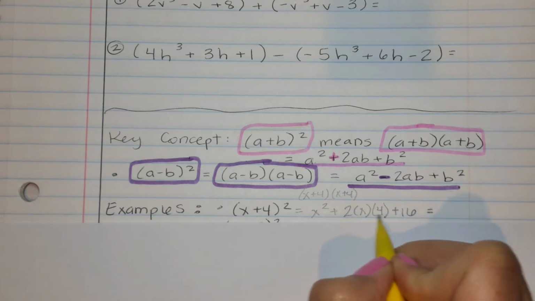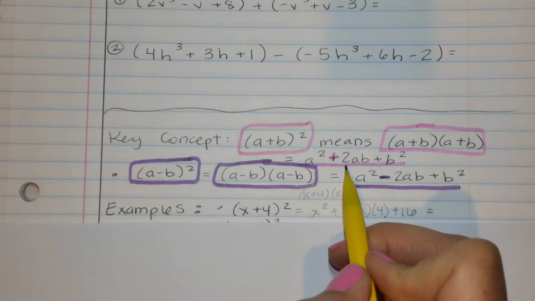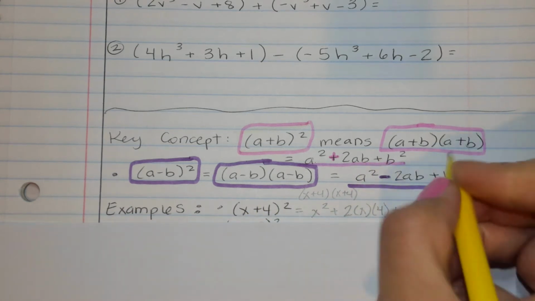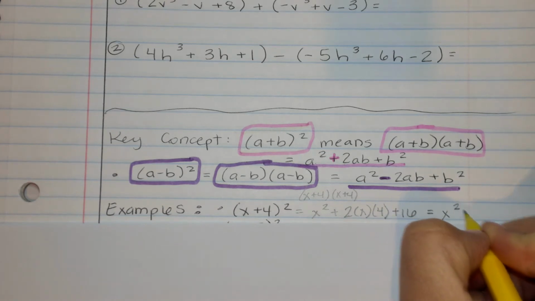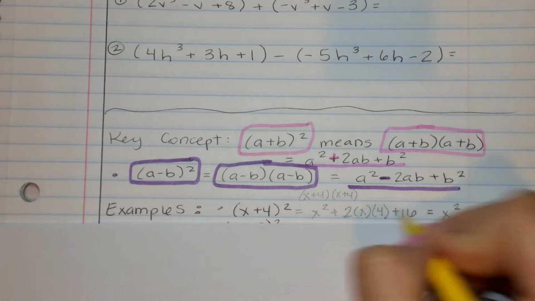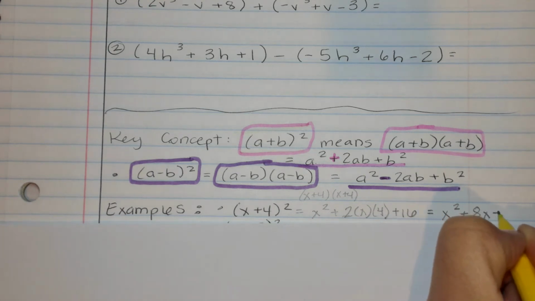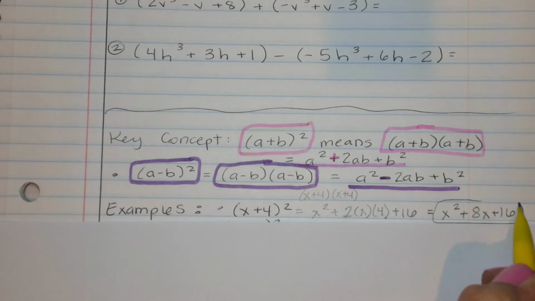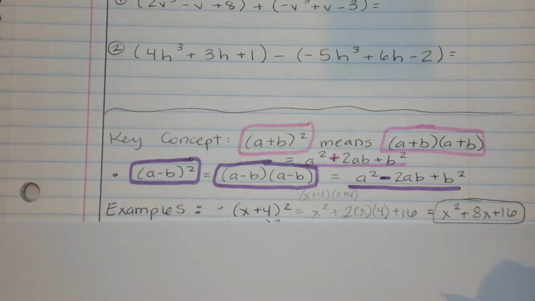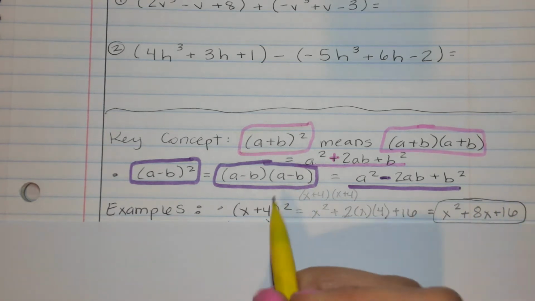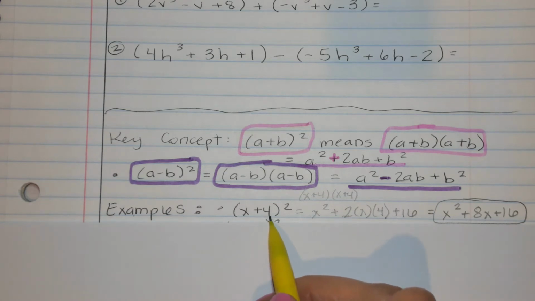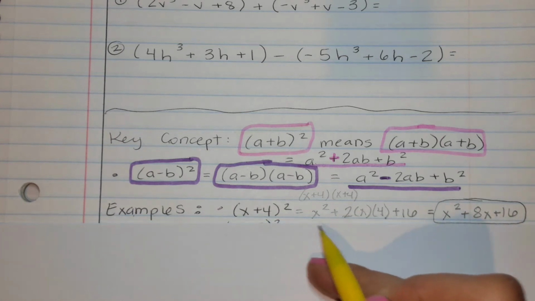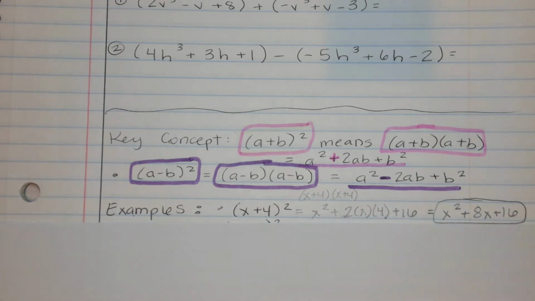Normally, I would do this middle part mentally, but I wanted you to see what the 2ab is like. It's 2 times the x times the 4. So if I simplify it, it stays x squared, 2 times 4 is 8, so 8x, and plus 16. If you were to do FOIL, or distributing, or the box method, you'll come out with the same answer. You'll see that the more practice you get, this is actually a faster way of getting it, but there is a chance you can make a mistake because maybe you don't quite do the multiplying right. So you've got to be careful.